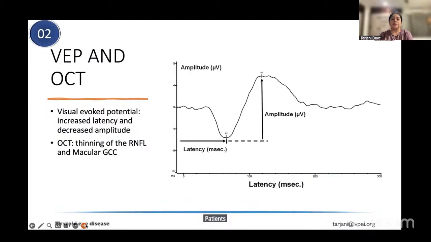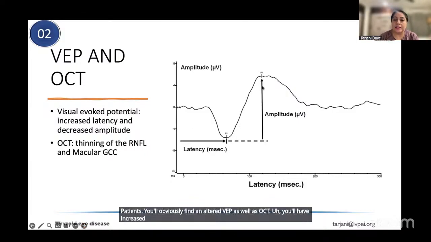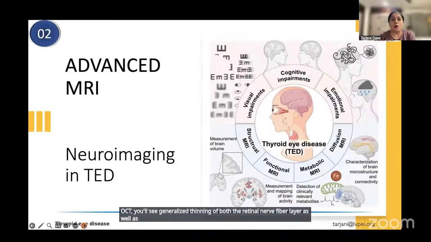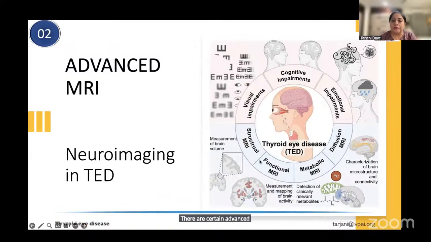You'll obviously find an altered VEP as well as OCT. You'll have increased latency and decreased amplitude on visual evoked potential. And on OCT, you'll see generalized thinning of both the retinal nerve fiber layer as well as the ganglion cell complex. There are certain advanced MRI functions which can help you predict several structural changes within the optic nerve as well as the brain.